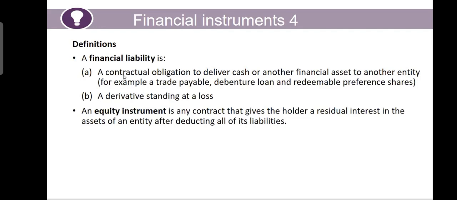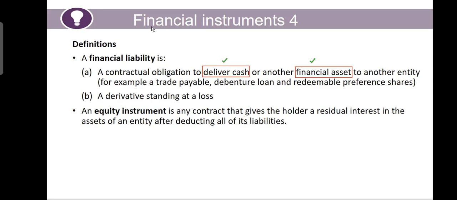A financial liability is a contractual obligation to deliver cash. So the obligation is there to either deliver cash or another financial asset to another entity. For example, trade payable, debentures, loan. So when you have a payable, either you give cash to your supplier or in return you give something else. So it's an obligation to pay. Actually, a financial liability is an obligation to pay. In which form?